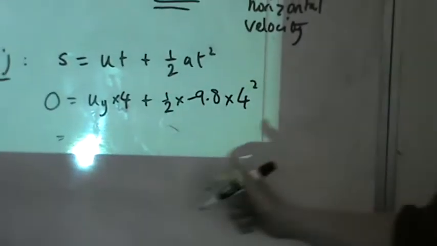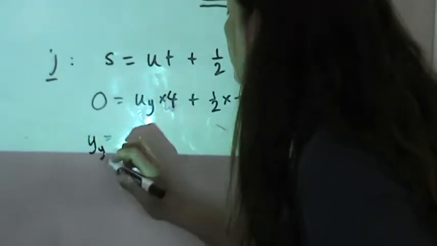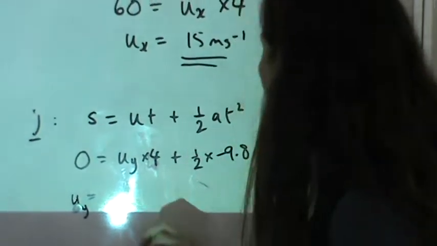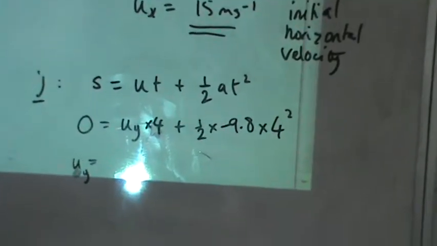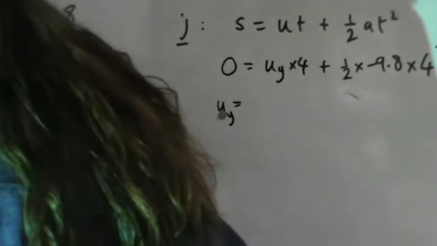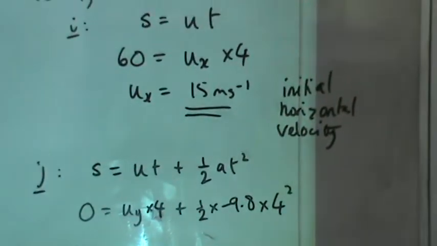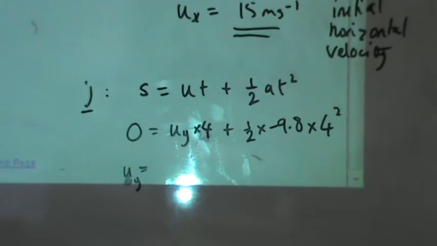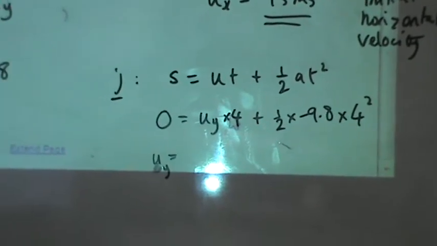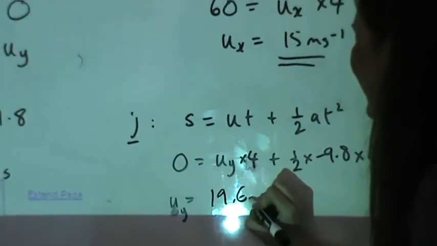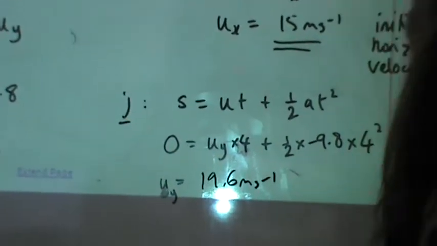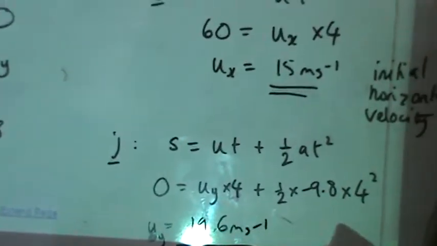to work out what that is. So uy is going to equal, lost my piece of paper. I haven't got it soon. No. So I feel like we've got to start again. 19.6. Yay! Meters per second. Okay, so that's the initial vertical velocity.